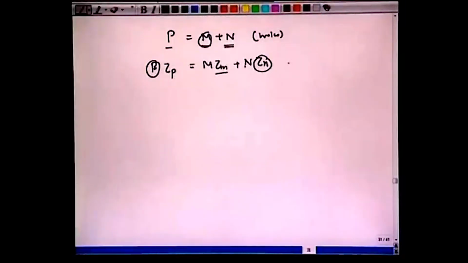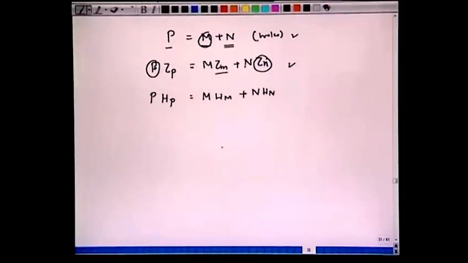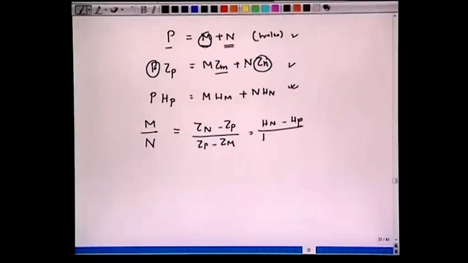Okay, so this is a species balance. This would be a total balance. We can also make an enthalpy balance: P Hp equals M Hm plus N Hn. So with these three equations, one for the total balance, one for species balance, and one for energy balance, one can show that we get a ratio of M by N equal to Zn minus Zp over Zp minus Zm, equal to Hn minus Hp over Hp minus Hm.